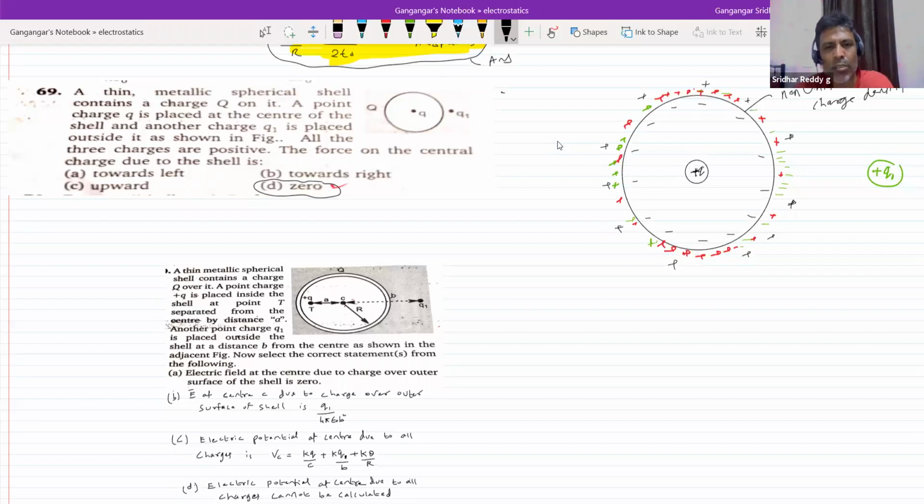So all objective questions need no mathematics, nothing. Just stick to the basic ideas here. Even a diagram is not essential. Only by looking at the question you can analyze it. Okay, come to the next one.